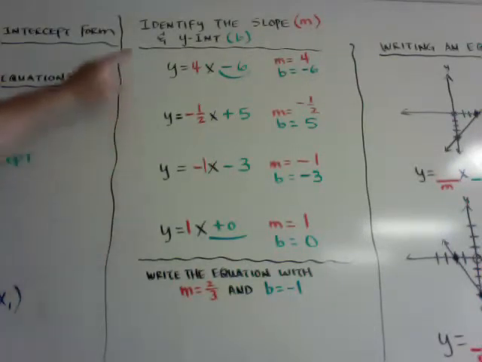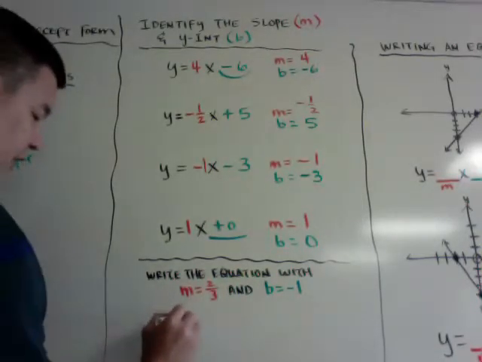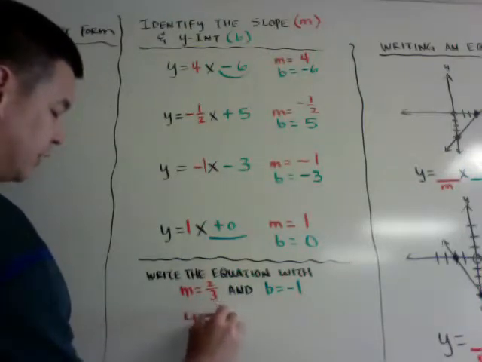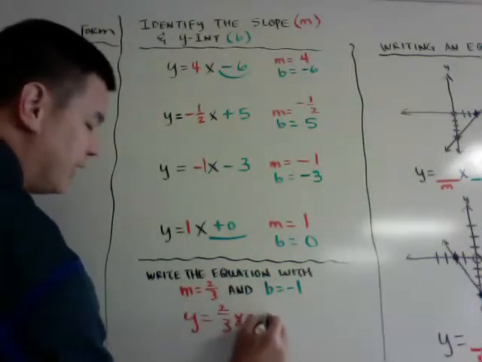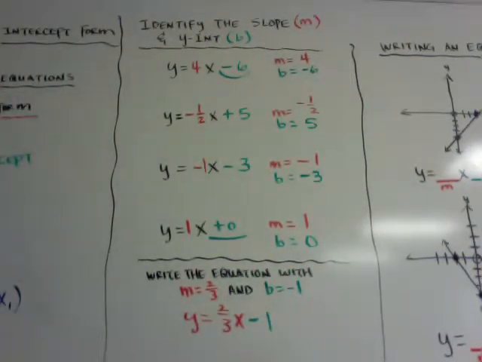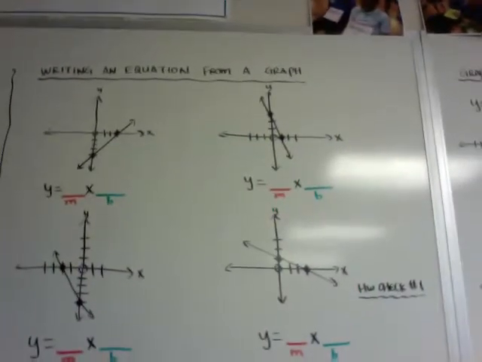The other way to do this in this homework, they're going to give you the m and the b and tell you to write the equation. So it's a pretty simple one. You just go y is equal to, you put the m in front of the x, and then you put the b after, and it's a negative 1, so you put a minus 1. Okay, so really simply, just writing the equation if they give you the m and the b. That should be duck soup for you guys. Duck soup is old school for easy.